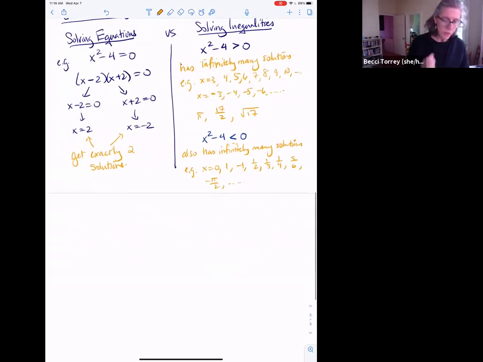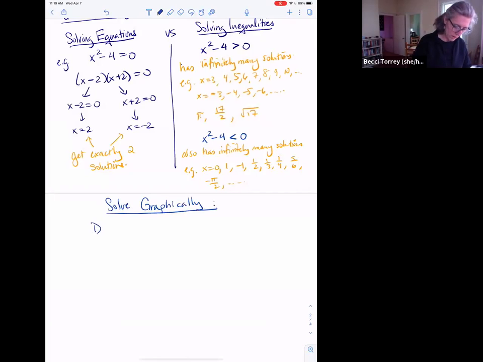We can solve both these things, the equation and the inequality, graphically, if you know what it looks like. And fortunately, with our transformations of graphs, we know exactly what this function will look like. So we can solve these graphically. So what do we want to do? We want to draw the graph of y equals x squared minus 4, which we know how to do.